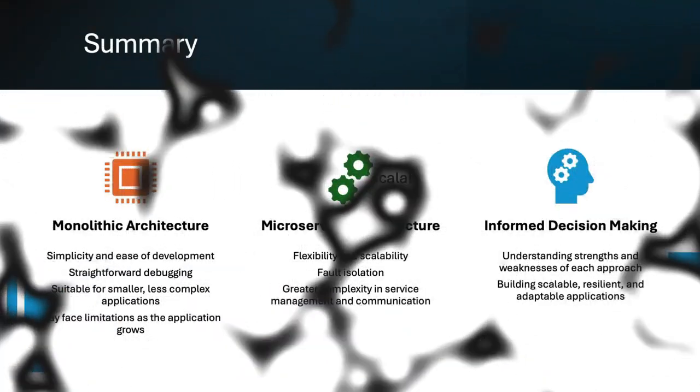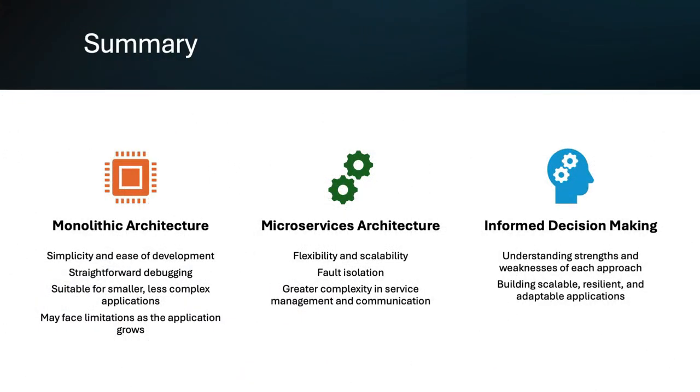In summary, when building scalable applications, consider monolithic and microservices architecture. Monolithic offers simplicity and ease for smaller apps, but may limit growth. Microservices provide flexibility and fault isolation, but add complexity. Understand each to make informed decisions for resilient applications.